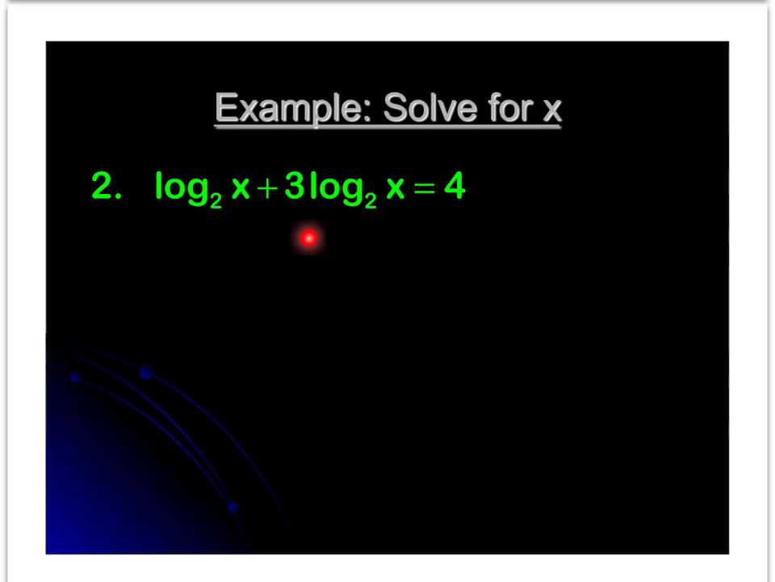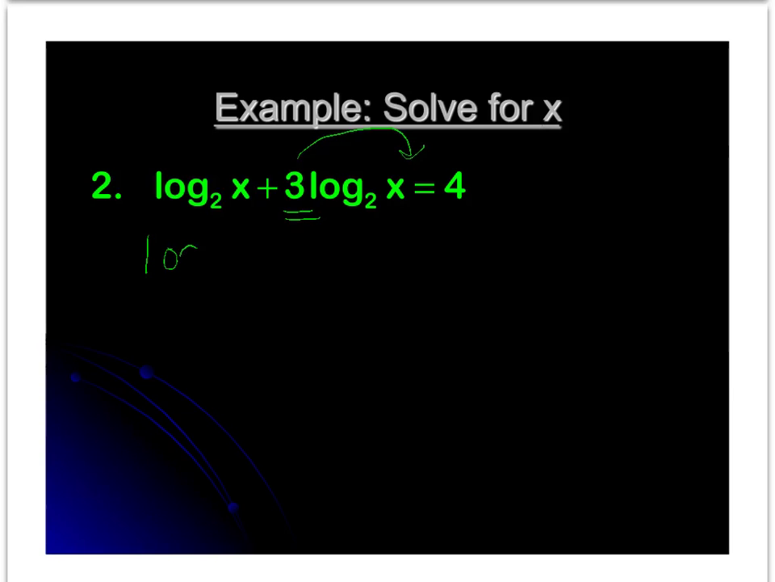In example 2, we have logs on the left side, but not on the right side. So what we need to do is simplify the left side as much as we can, and then hopefully we'll be able to use a loop from there. The first thing we notice is that we do have a coefficient here of 3, so we know we can move that up as an exponent.